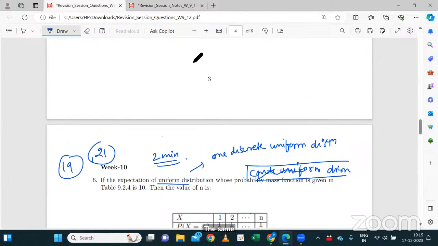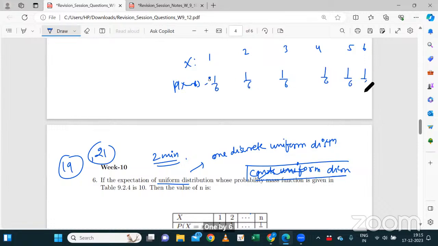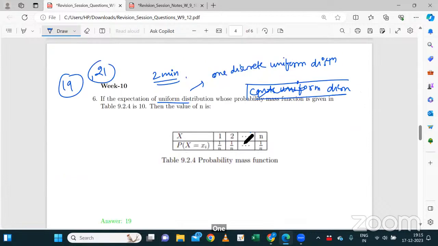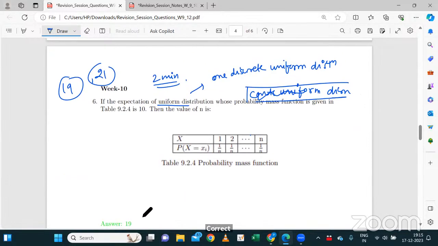If you roll the die, what are the possible outcomes? You will get 1, 2, 3, 4, 5, 6. And what is the probability associated with each value? It will be 1 by 6 for each. Basically, this is nothing but equally likely events, right? Correct. So here the answer 19 is okay.